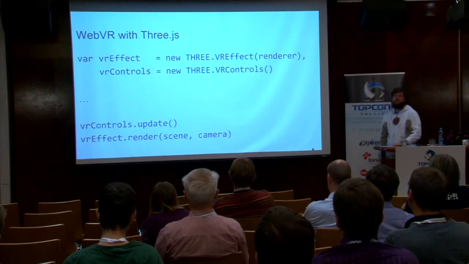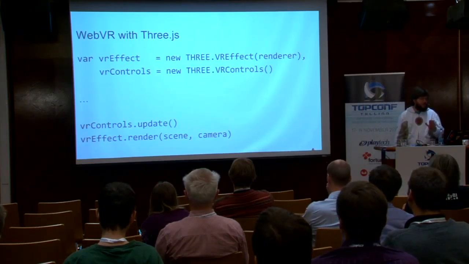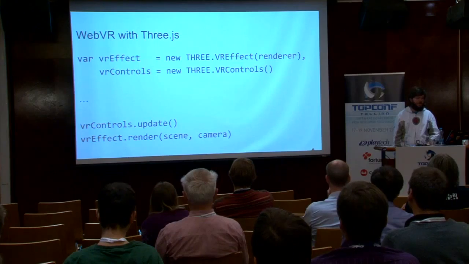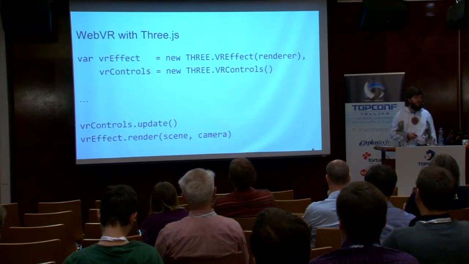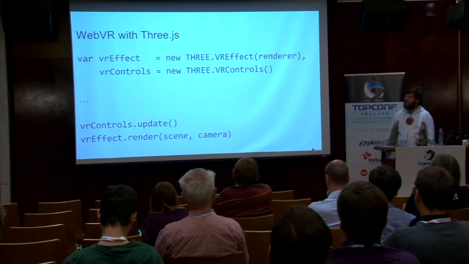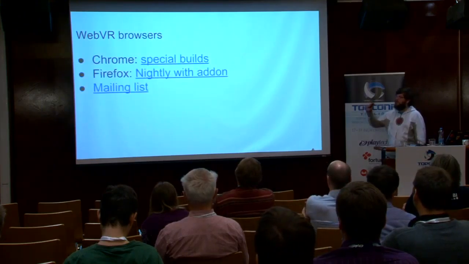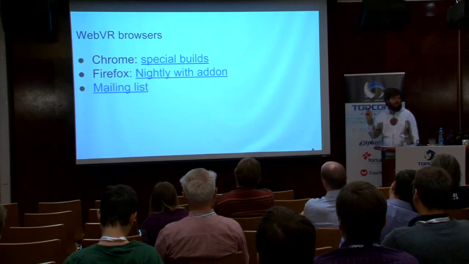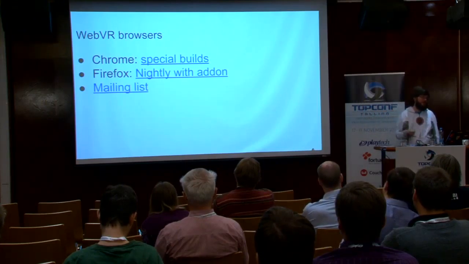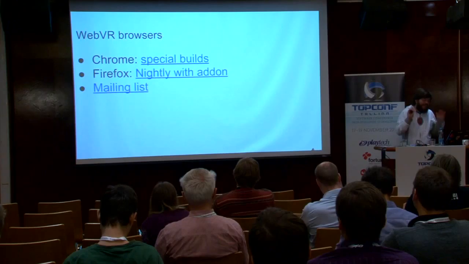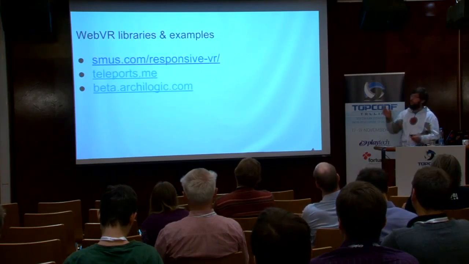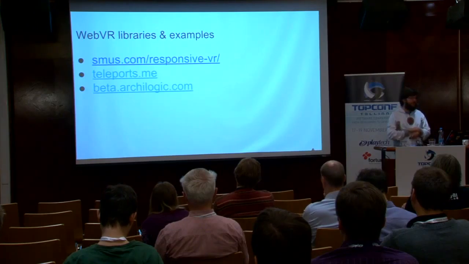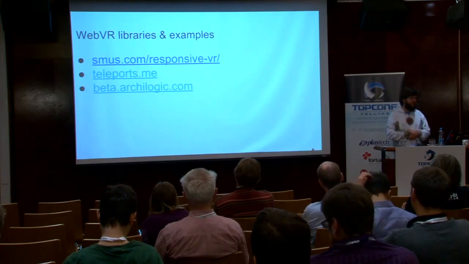And this is how you do it when you use Three.js. You have a VR effect on your renderer that you already have. You have VR controls which do the panning. If your phone rotates, for instance, you update them on each frame, you render them. And here's Chrome working for Oculus, Chrome and Firefox nightly builds. Chrome has special builds from a Google Drive folder. There's a brilliant mailing list with help. Here's a few resources on that. The second and third one you can try out on your own.